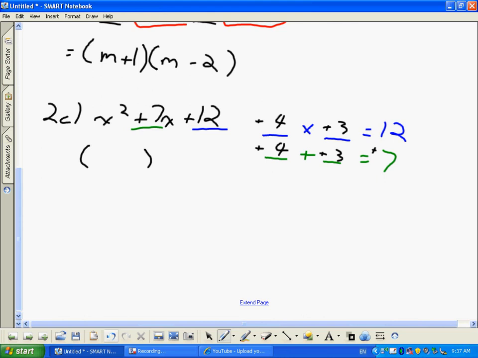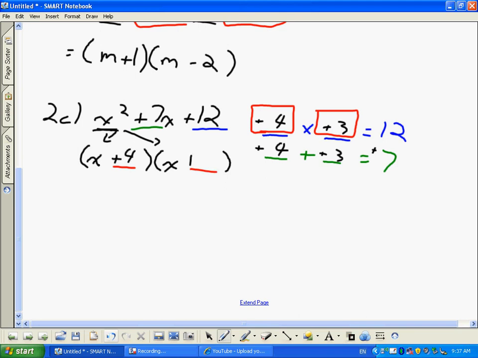Great. So I can go right to my last step. I make my two brackets. This x squared, consider it as if I'm splitting it, okay? One of them in this bracket, one of them in this bracket. Then I take the numbers I decided multiplied to 12 and added to 7, so my 4 and my 3, and I just put them in the second space. So I had positive 4 and positive 3. That's all there is to that question. X plus 4, x plus 3. I factored that.